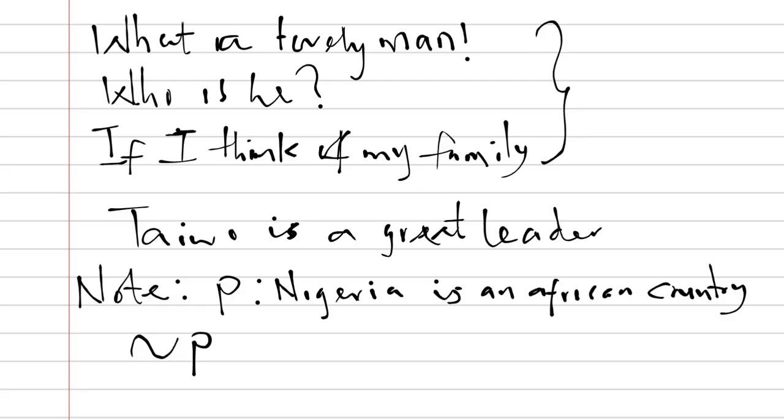What does that imply? That implies that if I say Nigeria is an African country, the negation of P will be: Nigeria is not an African country. So this is what negation simply means. It is like the inverse of your statement.